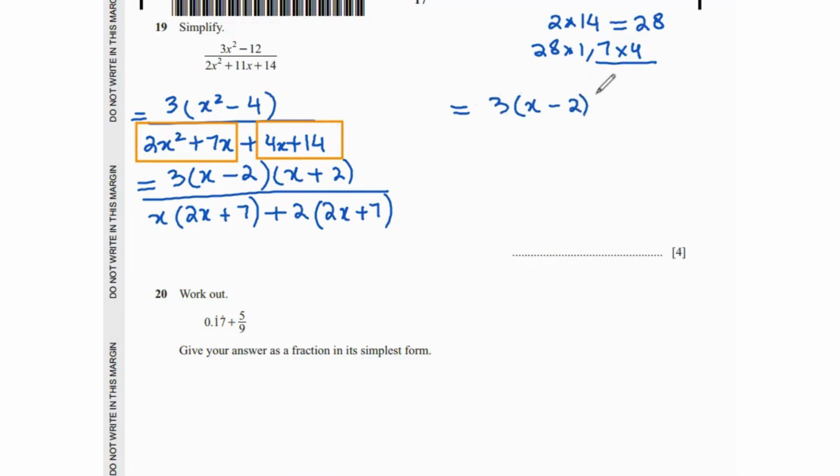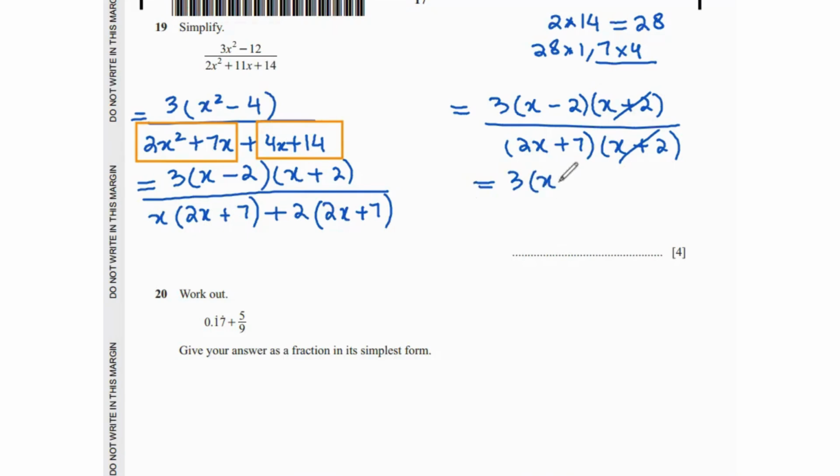The numerator stays as it is right now because we cannot factorize it further. For the denominator, between x and plus 2, we have 2x plus 7 common. So x plus 2 goes in the other bracket. Now we can see that there's an x plus 2 in the numerator and denominator. So those get cancelled out. So we're left with 3 times (x minus 2) over (2x plus 7). This is your fully factorized answer. If you want to expand the bracket in the numerator, that's fine. If you want to leave it as it is, that's also fine.